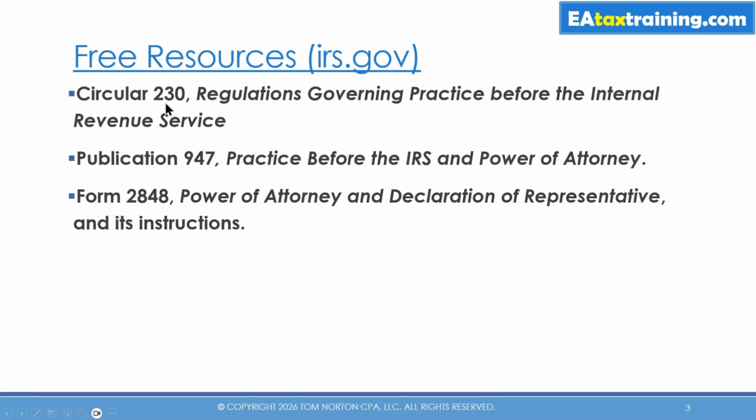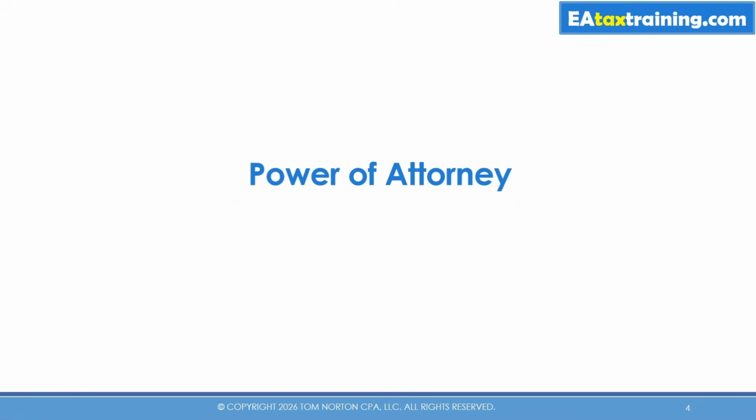Our free resources from irs.gov, the first two you'll see in every video in part 3. Talked about them before. Circular 230, Publication 947, must-haves. And then also in bold, meaning you should have it, is Form 2848, Power of Attorney, and its instructions. Not very long, and we will look at this in detail, but you will want to get your own copy of Form 2848 and then also read through the instructions. Speaking of the power of attorney, let's get started with that.